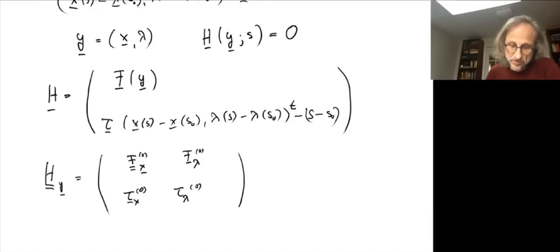So we need to show that this is not singular, so that it has a rank of n plus 1. So this is n rows and n plus 1 columns. We know that fx is singular when we assume it is a fold point, and therefore it has a rank of n minus 1.